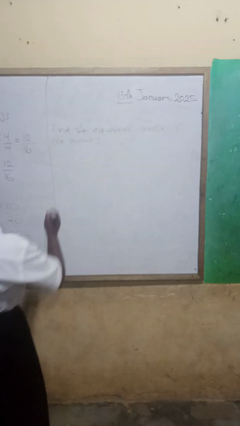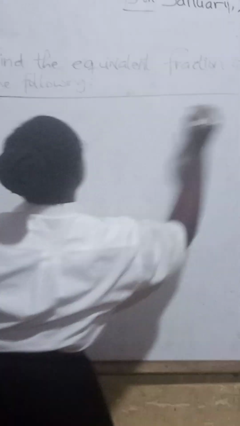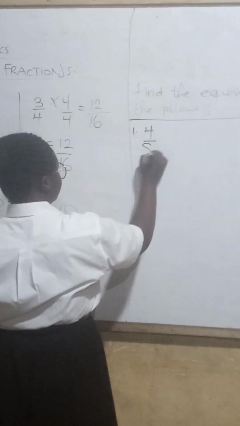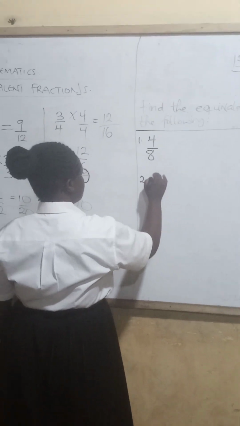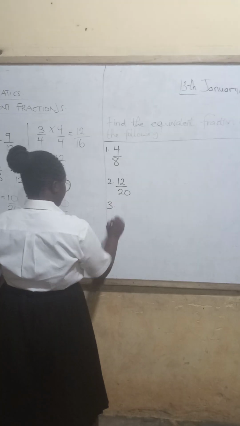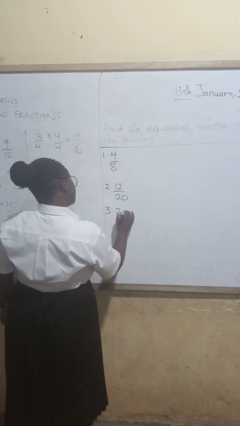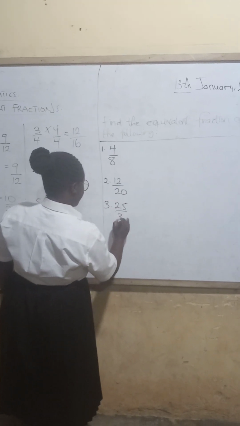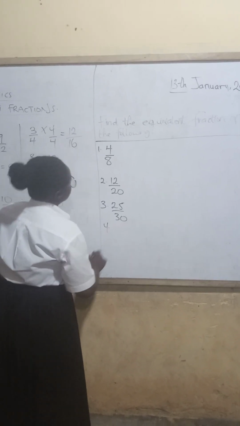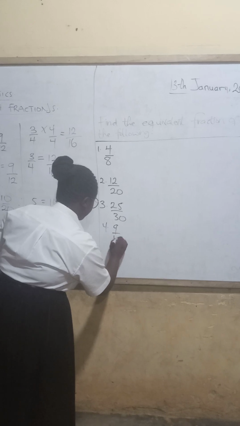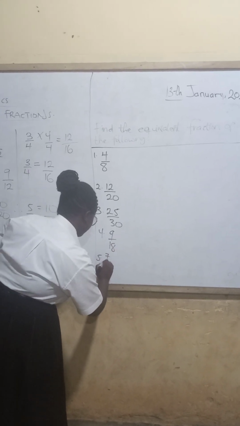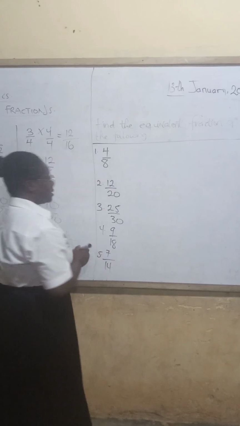Number 1, 4 out of 8. Number 2, 12 out of 20. Number 3, 25 out of 30. Number 4, 9 out of 18. And number 5, 7 out of 14.